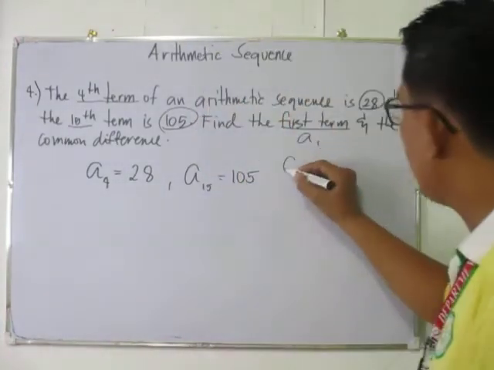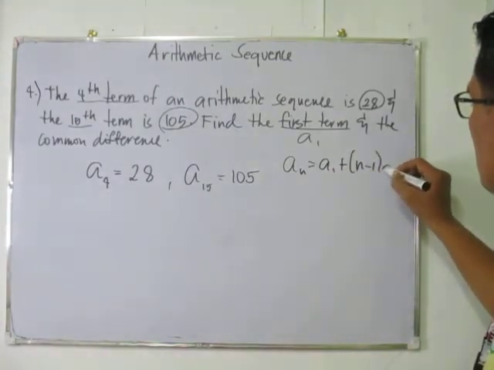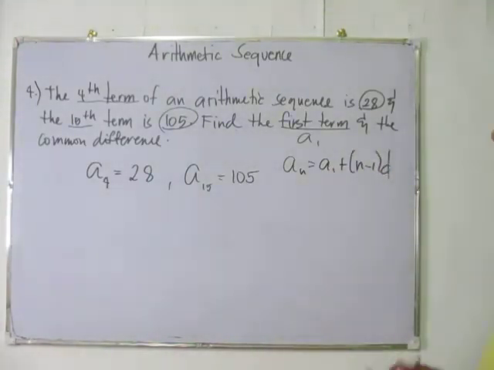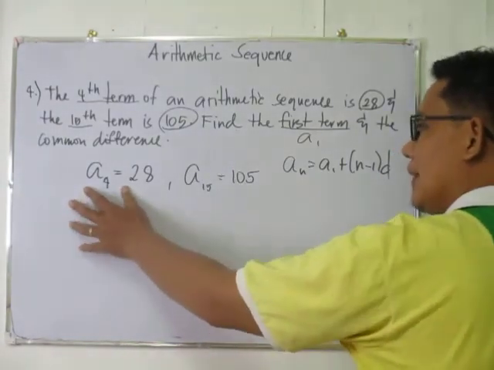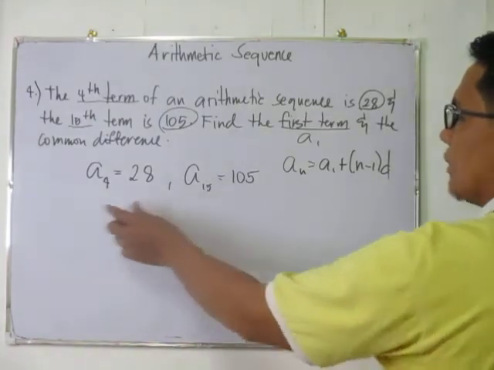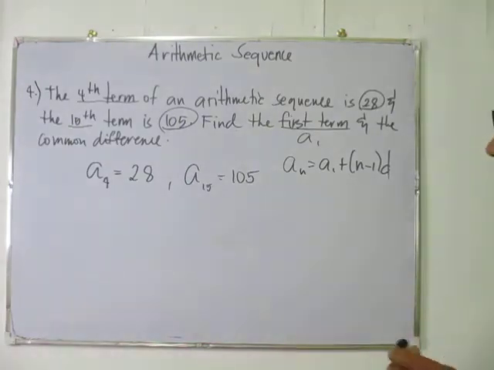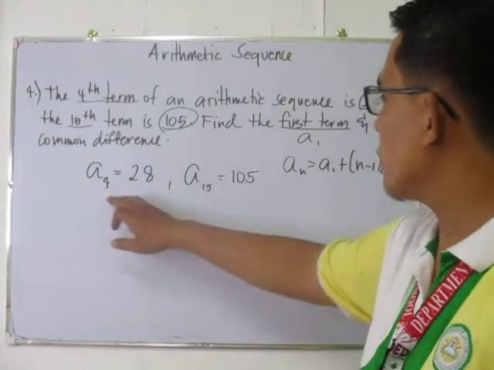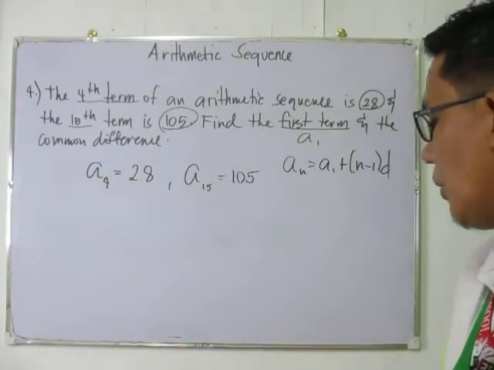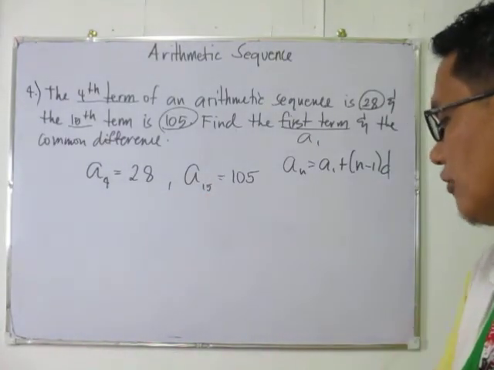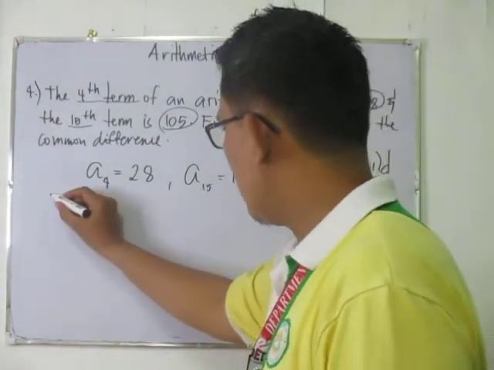So we are going to use again our formula. So what was the formula again? a sub n is equal to a sub 1 plus quantity n minus 1 times d. But we only have this information: a sub 4 is 28, a sub 15 is 105. What we're going to do is substitute our fourth term into the formula, and this one also. Then we're going to subtract the two equations in order for us to solve for the common difference.